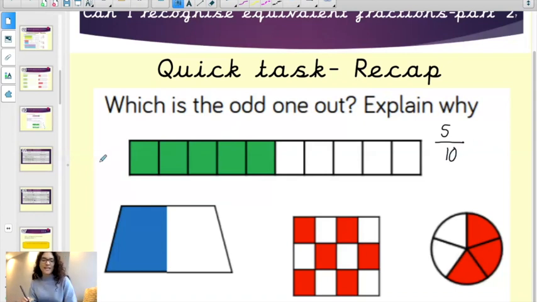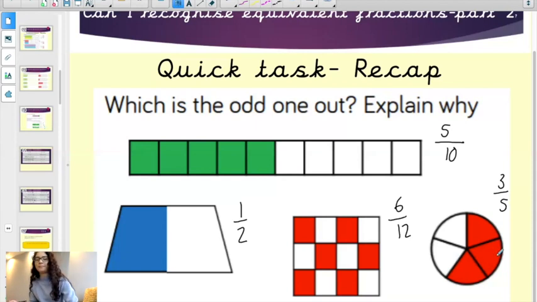Right, so if that one's 5 out of 10, let's work out what this shape would be as a fraction. You at home and in the classroom, you can shout out your answer. It would be 1 out of 2, because out of 2 parts, 1 has been shaded in. What about this shape here? It would be 6, because 6 squares out of all the squares are red. They've been shaded in red. How many squares do we have in total? 12. And lastly, what would this shape be as a fraction? 3 out of 5. So which one of these is the odd one out?